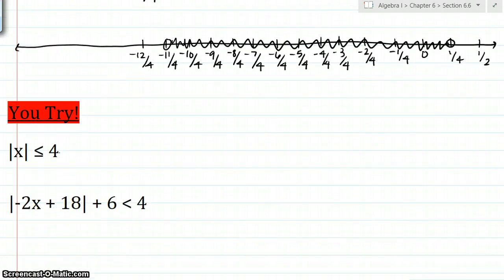So I want you to try these two. Solve them and then also graph them. So solve and graph.